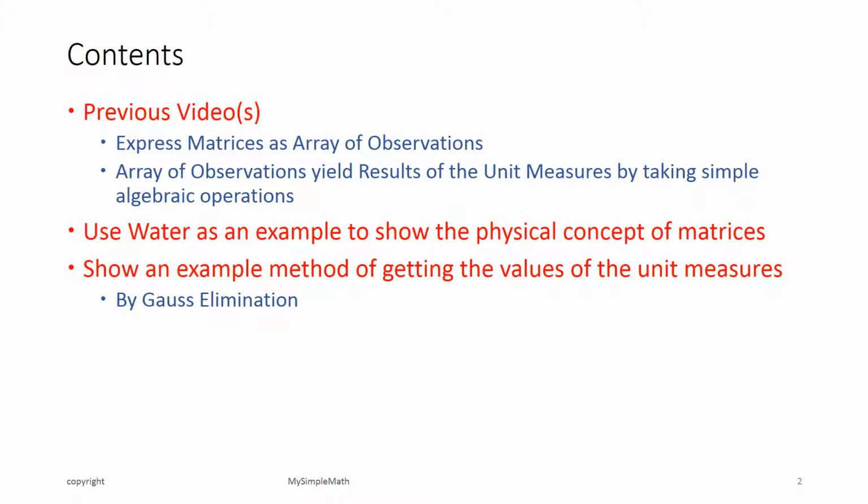In previous videos I expressed matrices as arrays of observations. Since matrices have physical significance, we can express the variables in terms of a quantity. In addition to the arrays of observations, these observations are then some physical quantities. They yield results of the unit measures by taking simple algebraic operations. We can assume anything, say quantities of water, to explain the concept.